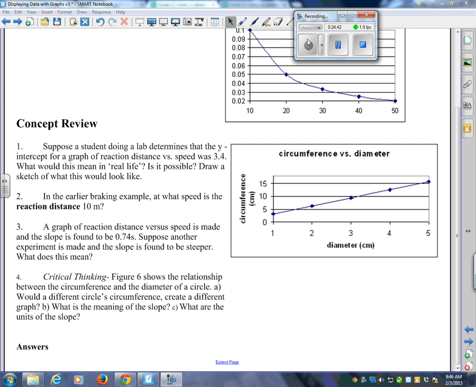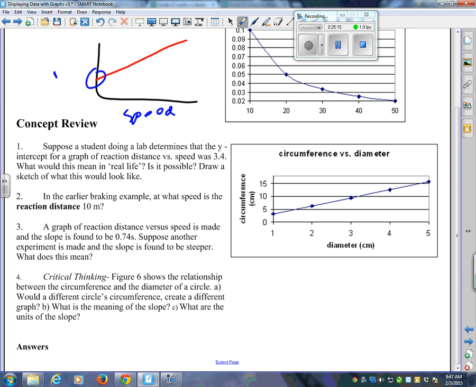Suppose a student during a lab determines that the y-intercept for a graph of reaction distance versus speed was 3.4. Y-intercept. I never really talked about that, did I? What is the y-intercept? It's where the what? You said it right. The point where the graph crosses the line. Exactly. If I were to draw this graph, it would be that point right there. This is reaction distance versus speed. So speed is down here, and this is reaction distance.